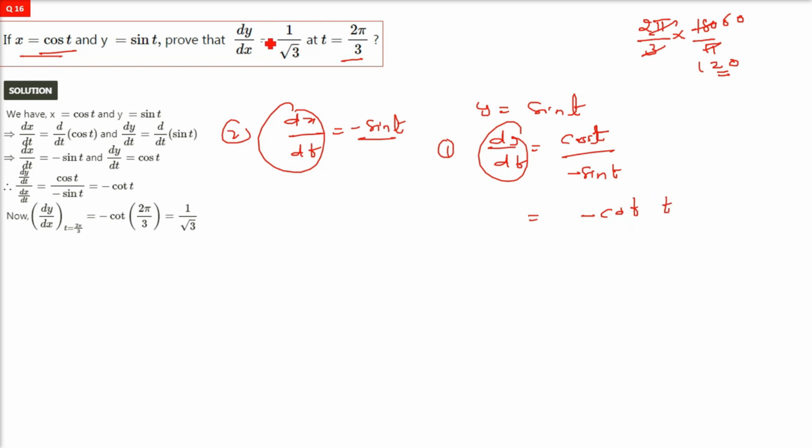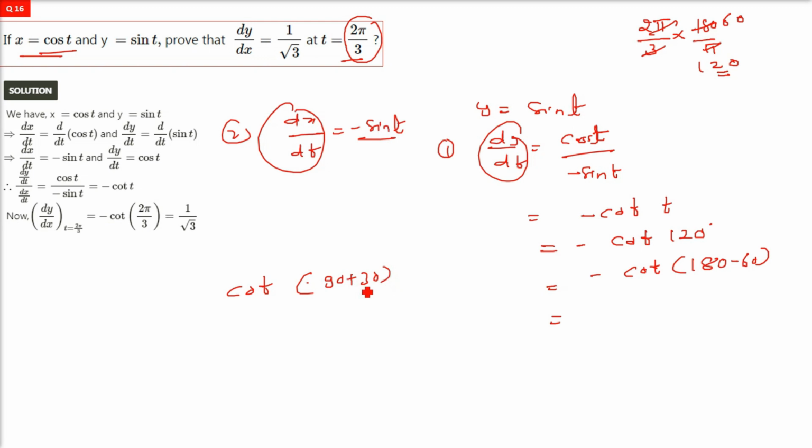Okay, when t is equal to what? 2 pi by 3, so 120 degrees. There are various ways to write it. You can write it as 180 minus 60. You can write it as 90 plus 30. Whichever way you like, it is up to you. So a better way is always to deal with 90. So minus cot of 90 plus 30. Whenever we have sin 90 minus theta, it is cos theta, and cos 90 minus theta is sin theta, like that.